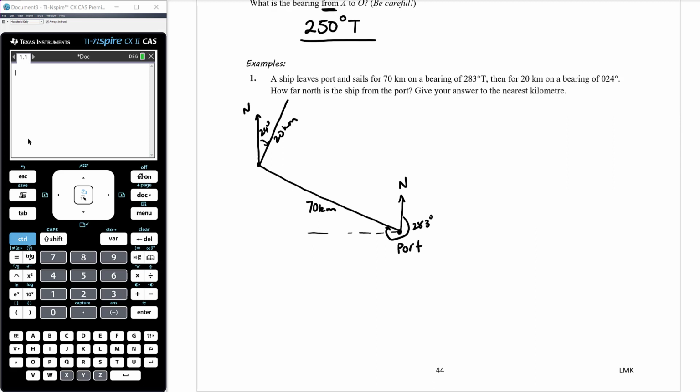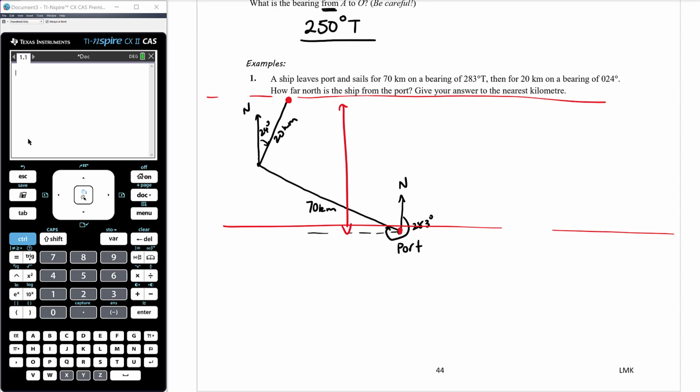Okay, so we want to know how far north is the ship from the port. Essentially, if we start here and finish here, what is the vertical distance between those two places? That's how far north we've travelled. Yes, we've also travelled west, but the question isn't about that, it's how far north. So it's not asking for the direct distance, it's how far north am I. If I'm on this line of latitude compared to this line of latitude, how far north is that from there? So I'm going to need a vertical distance.